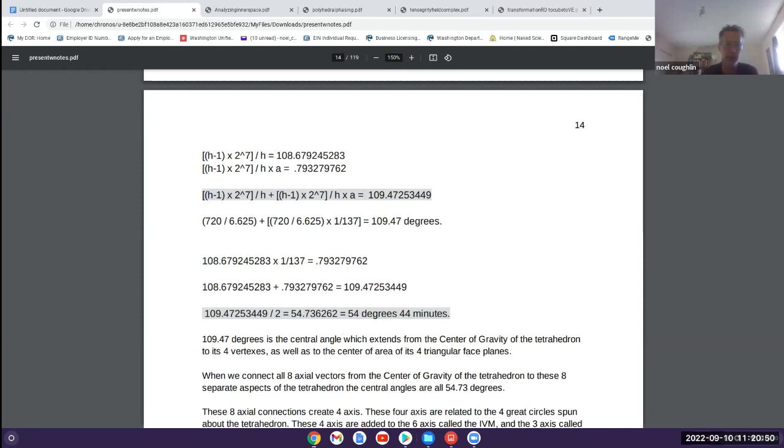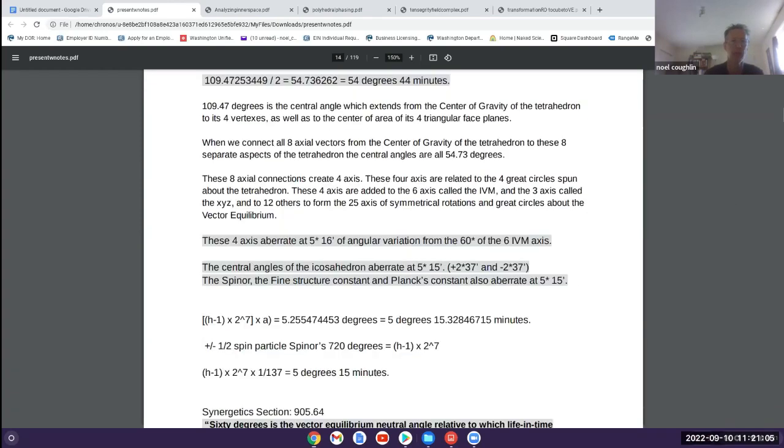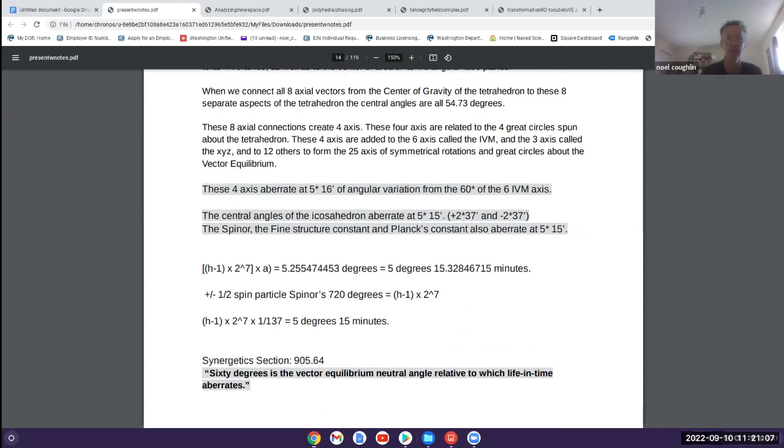109.47 degrees, is a central angle which extends from the center of gravity of the tetrahedron to its 4 vertexes, as well as to the center of area of its 4 triangular faces. When we connect all 8 axial vectors from the center of gravity of the tetrahedron to these 8 separate aspects of the tetrahedron, the central angles are all 54.73 degrees. These 8 axial connections create 4 axes. These 4 axes are related to the 4 great circles spun about the tetrahedron.